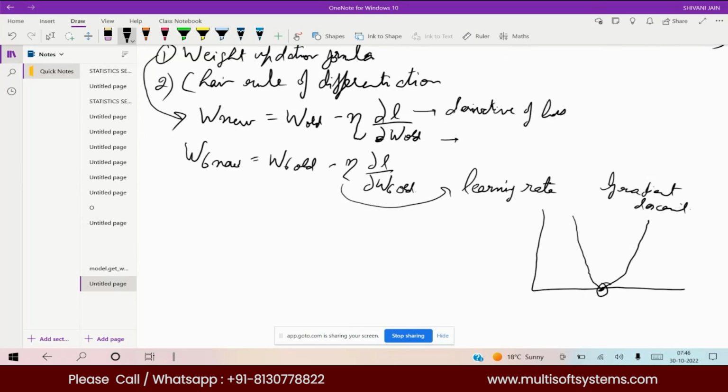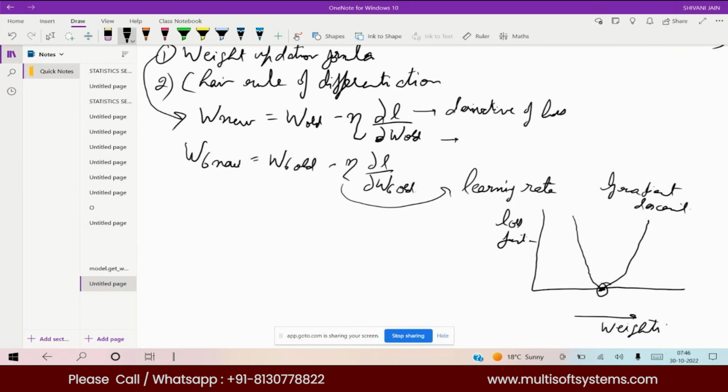On the y-axis, I have my loss function. On the x-axis, I have my weights. So I have to minimize my loss, right? I have to minimize my loss. When will my loss be minimized? When I reach this point. Because on my y-axis, I have the loss function, right? So I have to minimize this, right?